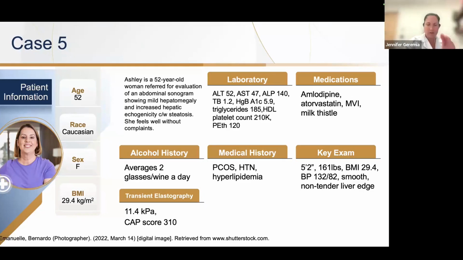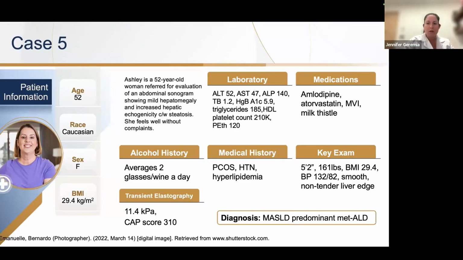And so this is just a refresh of how this patient presented, all in one screen here. She has fatty liver with predominant MetALD. And what got us there? The metabolic risk factors plus her PEth test and her self-reporting of 2 drinks per day. So that meets the qualification of about 20 to 30 grams for women per day.